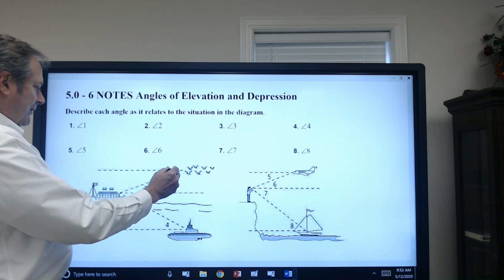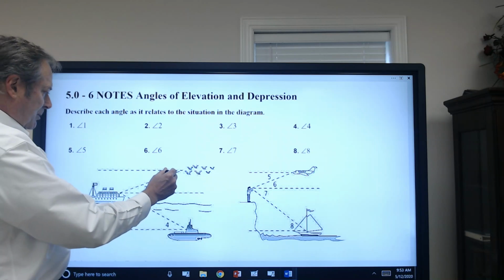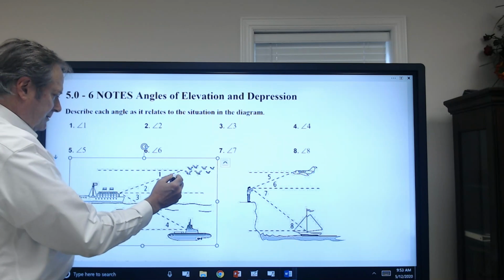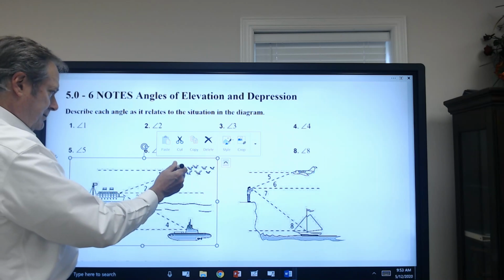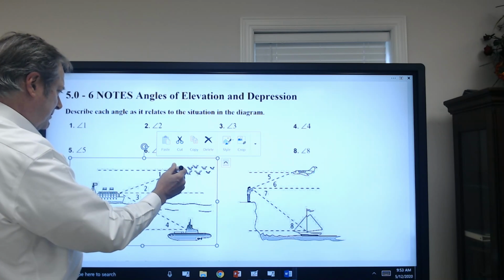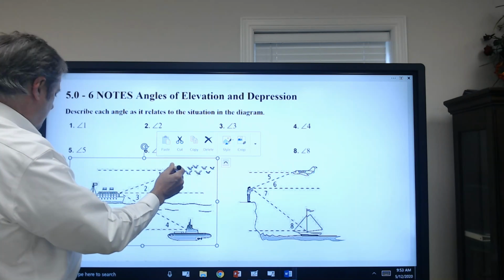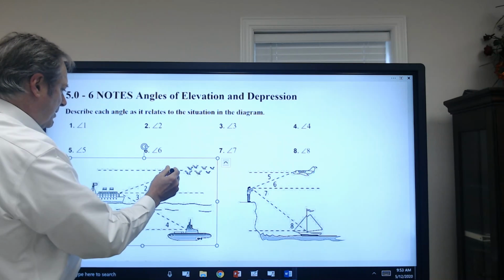So for instance, let's look at angle 1 here. Pretend that you are in there and you are, oh, that's interesting. I didn't know I could do that. Well, never mind. All right.